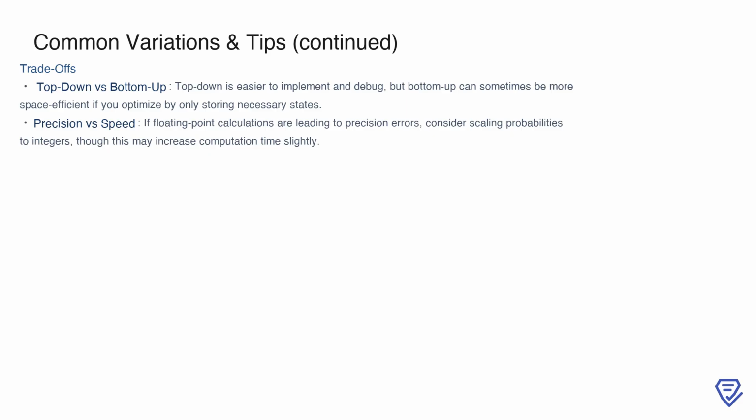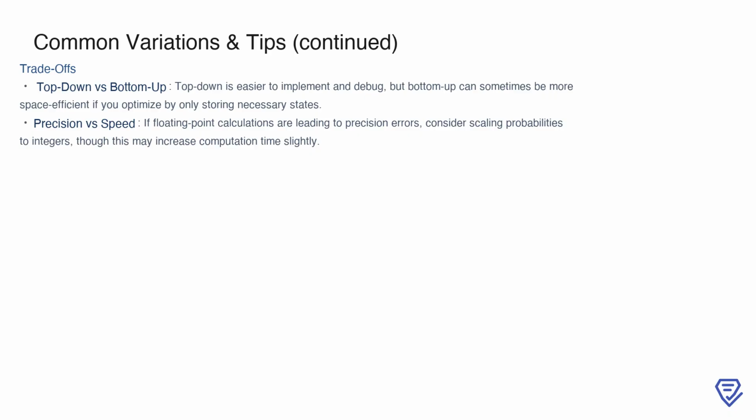When choosing between top-down and bottom-up approaches, there are trade-offs to consider. Top-down is often easier to implement and debug, especially if you're already familiar with recursion. However, bottom-up can sometimes be more space-efficient, particularly when you optimize by storing only the necessary states.